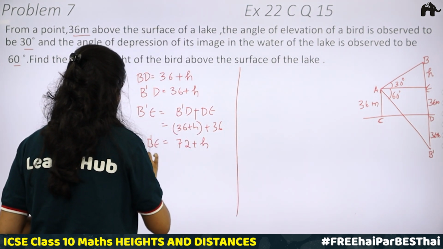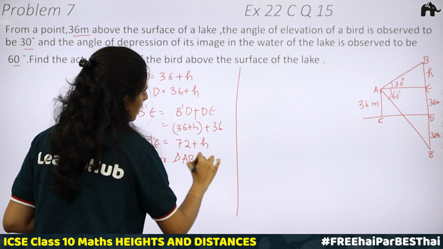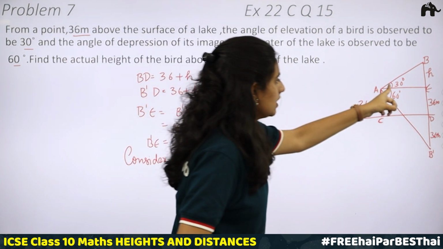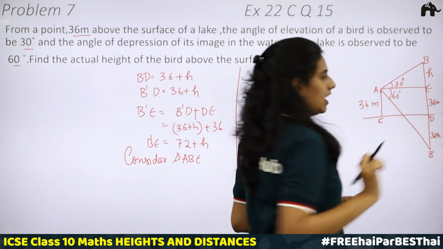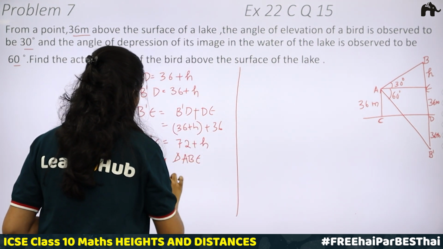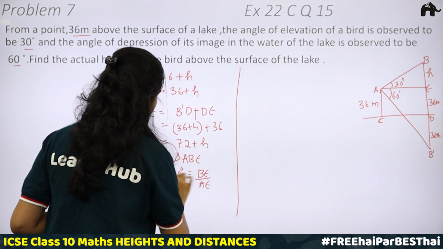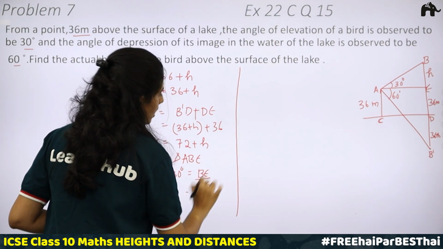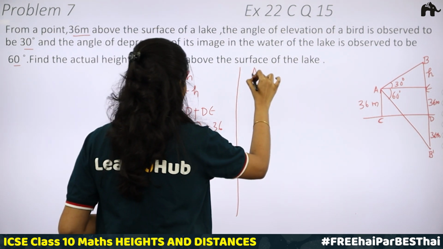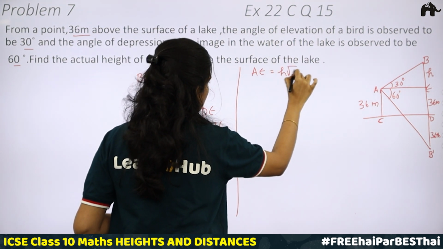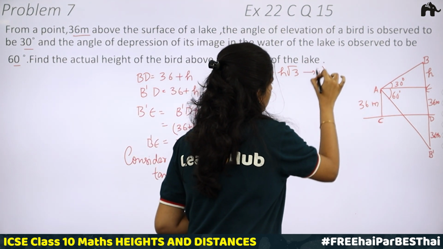Now consider triangle ABE. In triangle ABE, we have 30 degrees. Opposite to 30 degrees, we have H and the adjacent side is AE. Tan of 30 degrees will be equal to BE by AE. Tan 30 degrees is 1 by root 3, equal to H divided by AE, or we can write AE is equal to H root 3. Take this as 1.